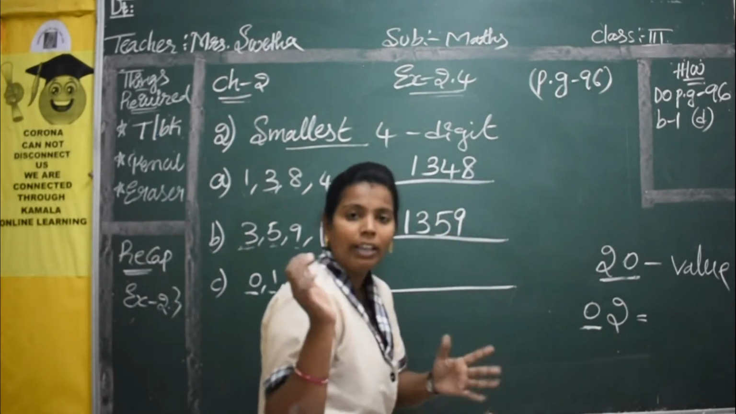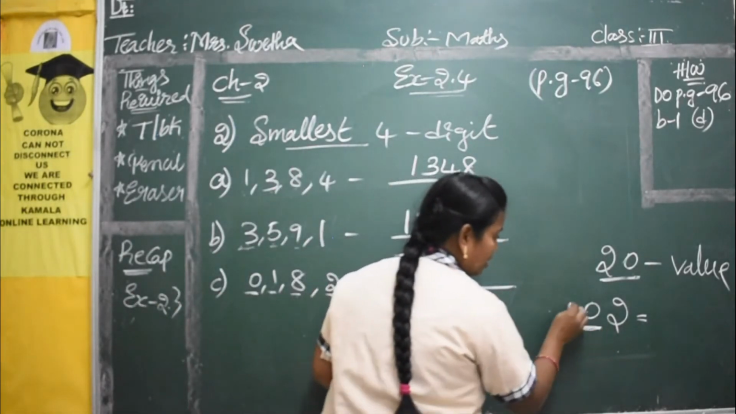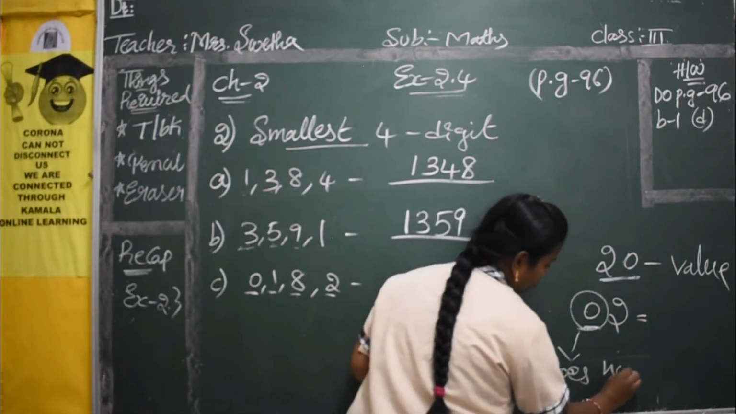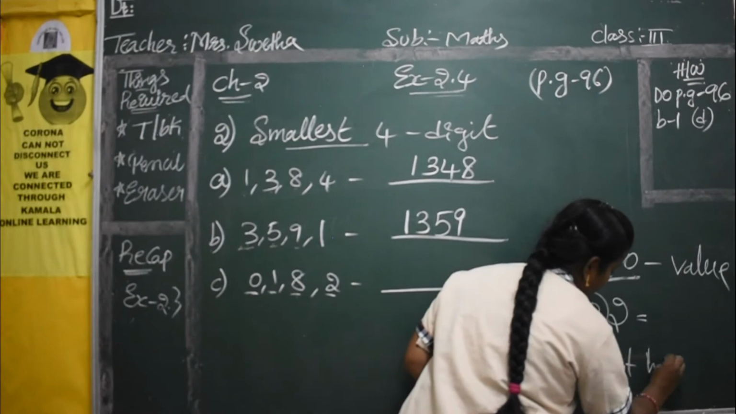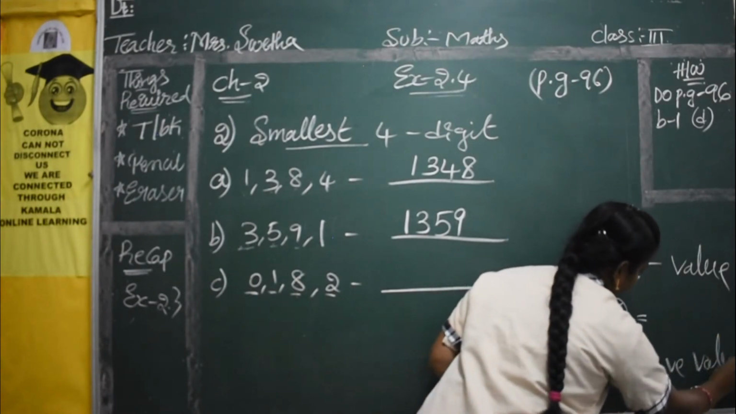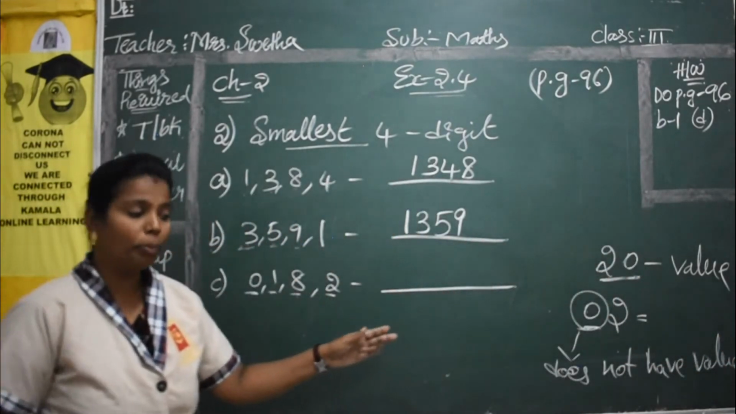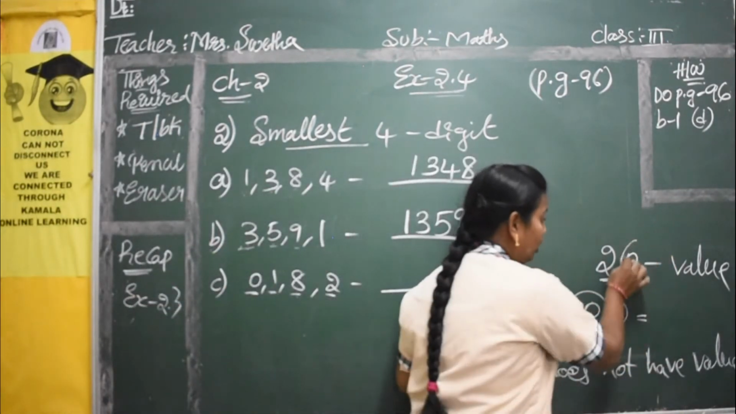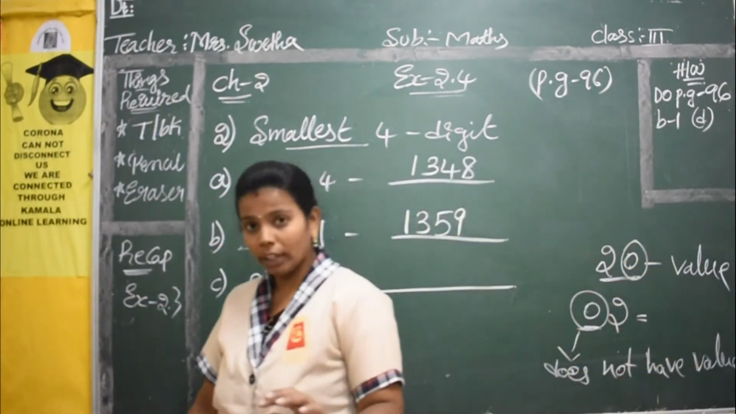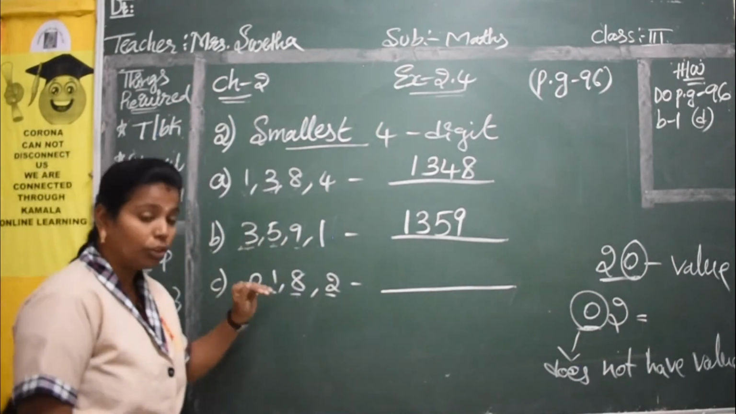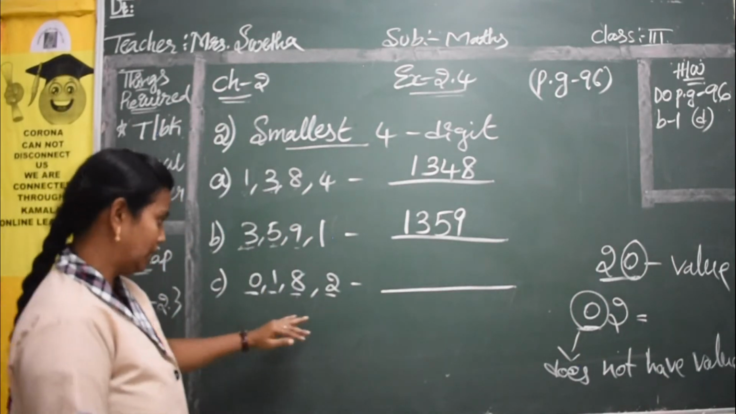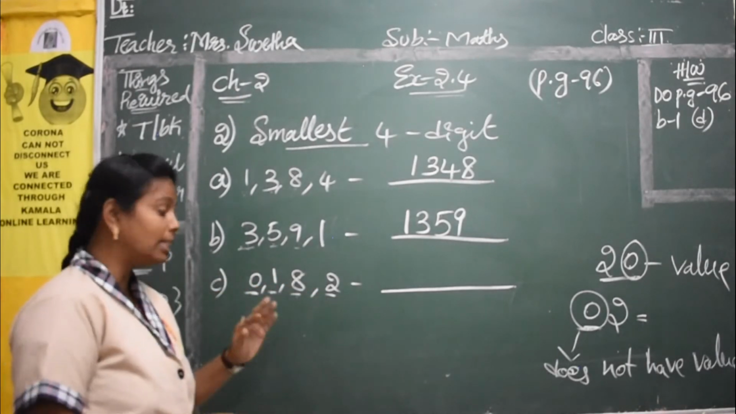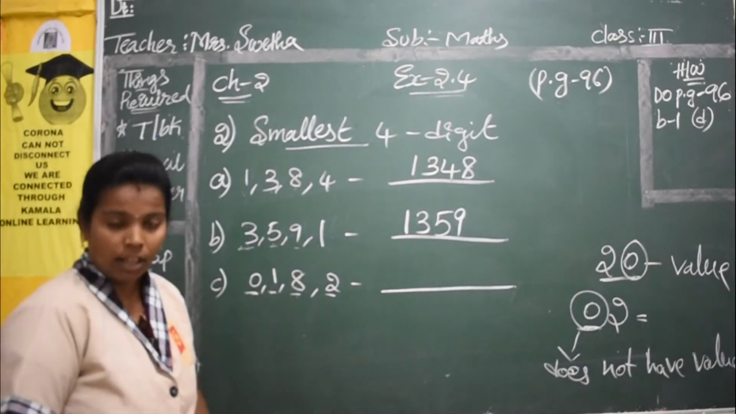This 0 will not have any value. Yes, 0 before a number will not have any value, 0 after a number, then only this 0 will have the value. So when you are writing this one, you should not take 0 first. We will take the smallest number from the other 3 numbers, then 0 you can take in the second place.